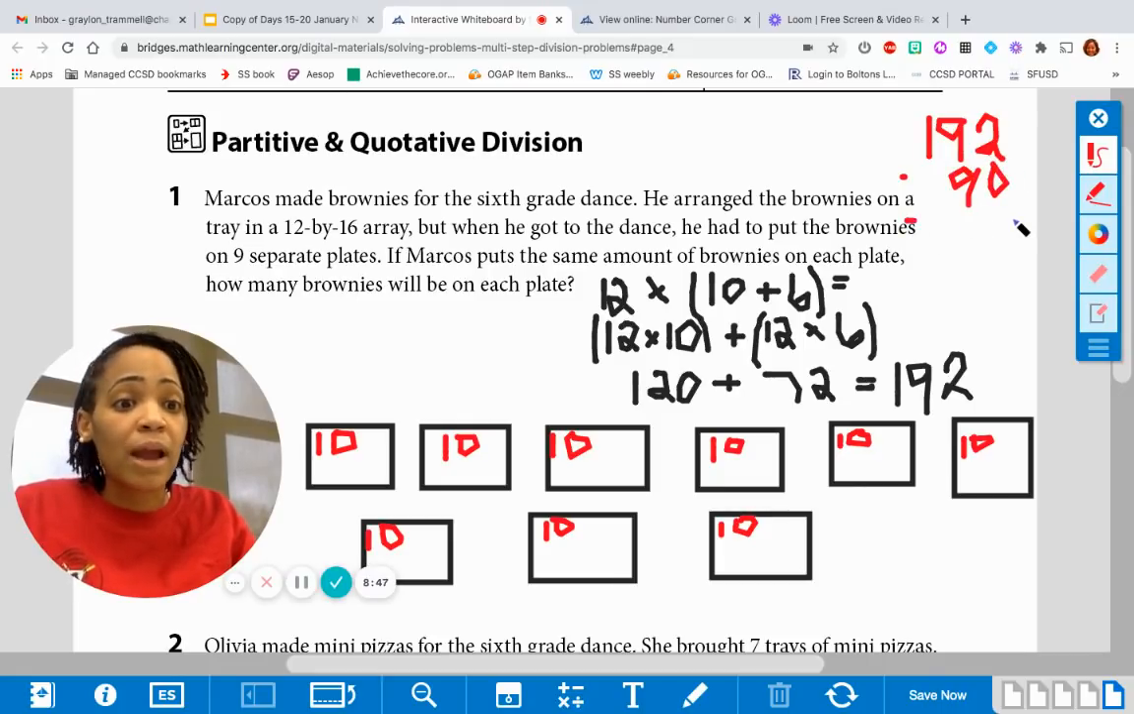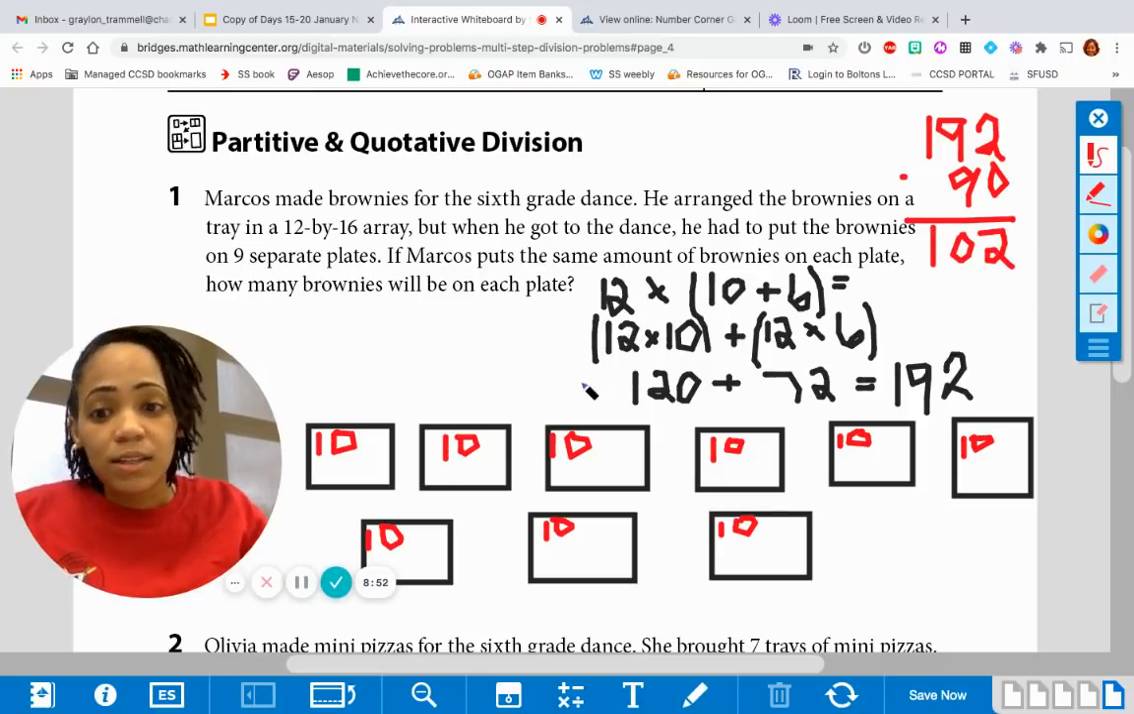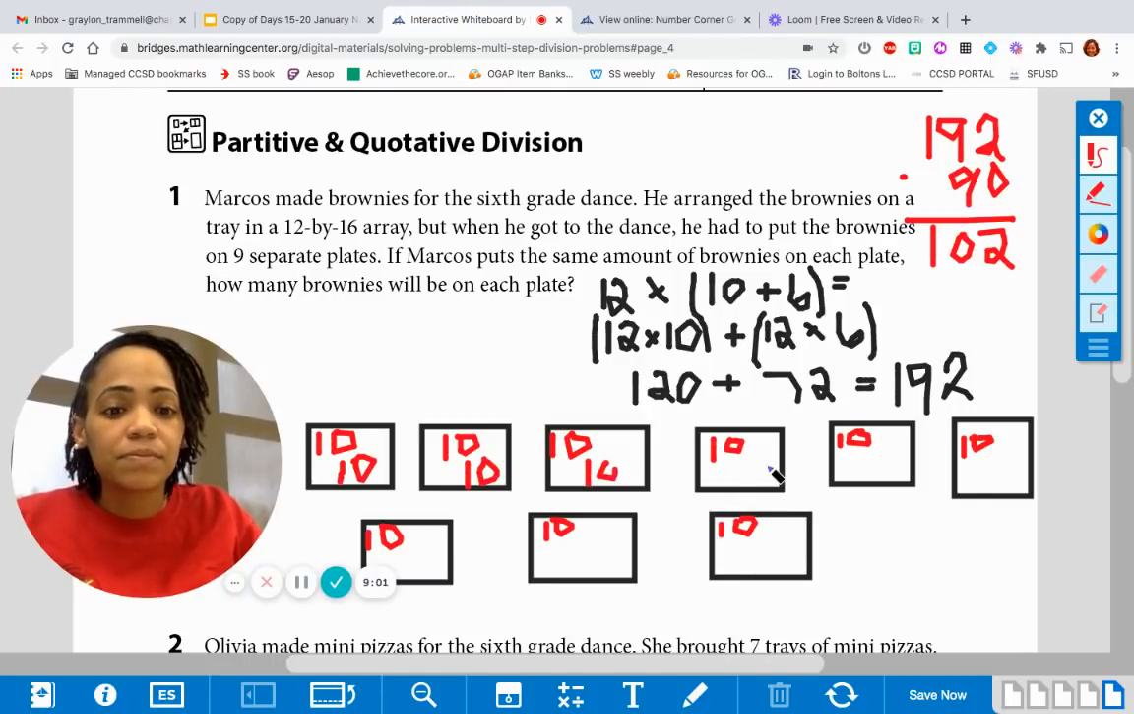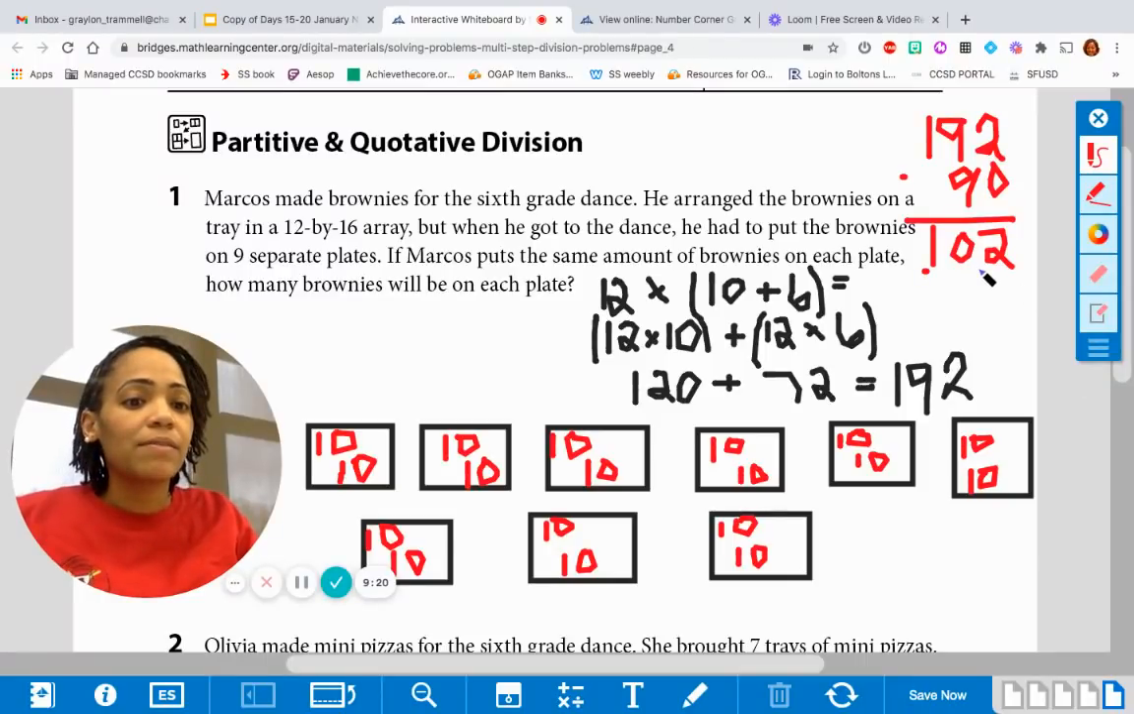Can I go another round of 90? Absolutely I can. So let me do another 10. So we do another 10 in each category, which gives us another 90. Okay, and if we take out that 90, how much do we have left to go? Right, now we have 12 left.